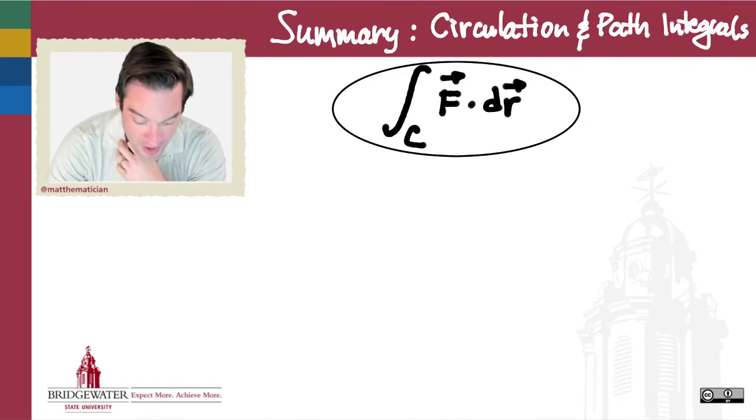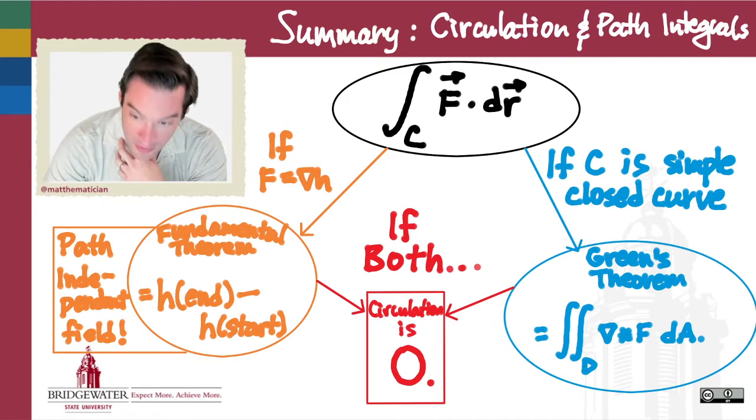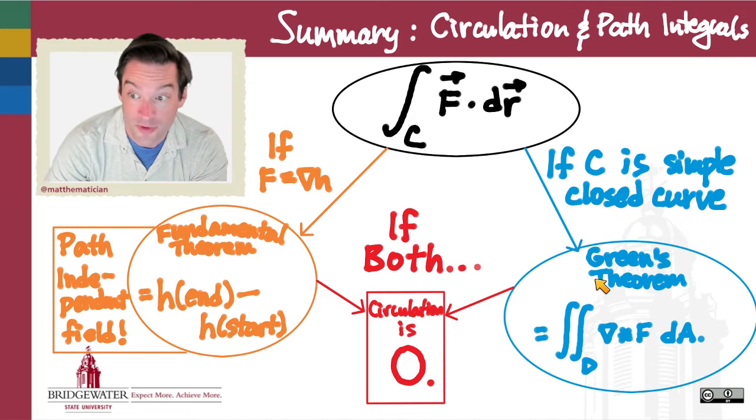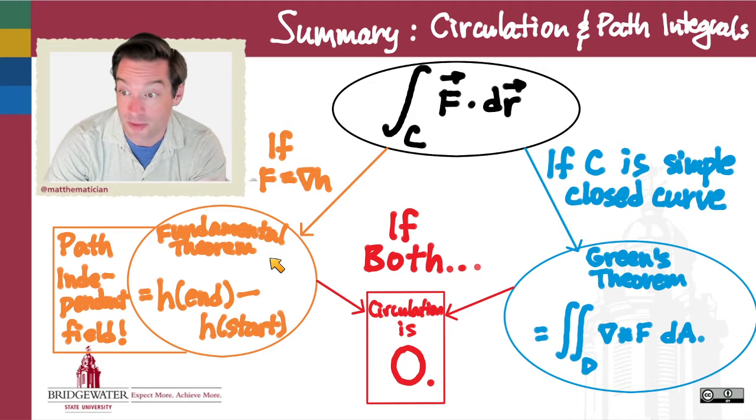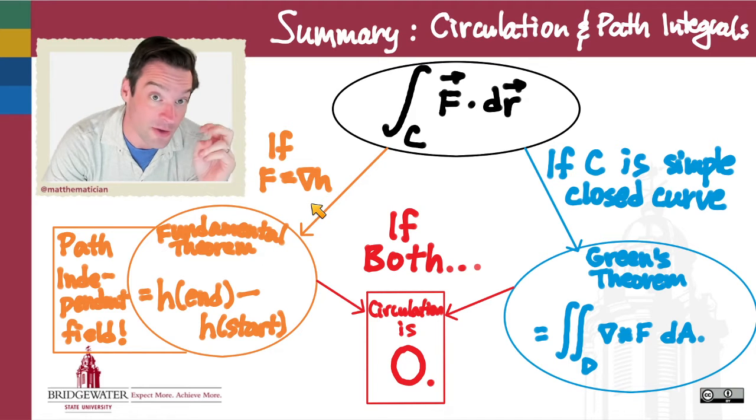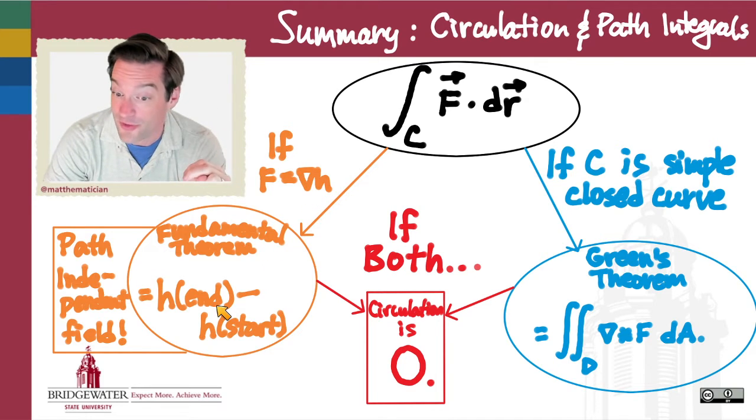So remember when we were talking about circulation and path integrals a while back, and part of the work that we did there was we decided that if we have a simple closed curve, then Green's theorem can help us convert this circulation integral into a double integral. If my vector field is a gradient of some scalar potential function, then we also have another theorem available, the fundamental theorem. Because the integral is path independent, we just had to find that potential by using the ungradient process, and then take the difference of that potential at the endpoint minus the starting point.